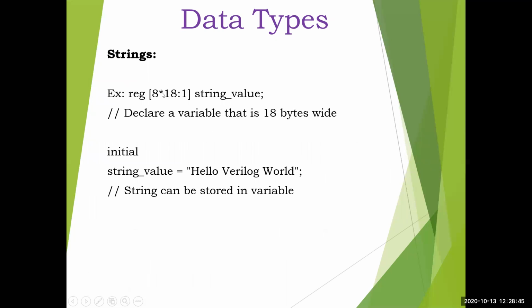In the example, we multiply by 8 because each character is 8 bits, so it is 18 into 8 that we have taken for the string value. Reg is the keyword, string_value is the variable, and this is the size. Initial string_value is hello verilog world. Counting: 1 2 3 4 5, space, 6 7 8 9 10 11 12 13 14 15 16 17 18 19, right? So here 18 is there and here it came 19, so it may truncate some word on the left. So a string can be stored in a variable. This is how we are using the string data type.